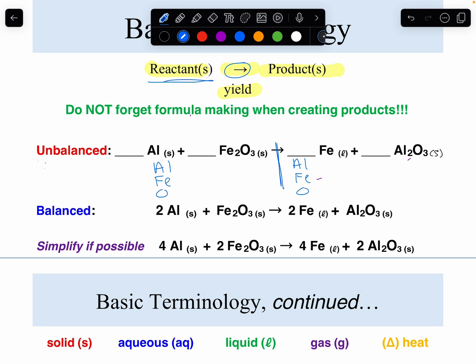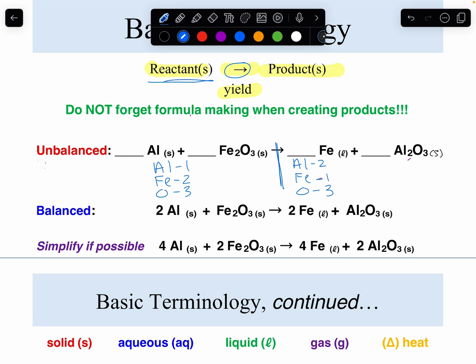So I say, how many are there? Currently, aluminum only has one. You'd find a number written below here if there were more. So nothing assumes a 1. Iron, there is 2. And oxygen, there is 3. Okay. Aluminum on the right side has 2. Iron has 1. And oxygen has 3. Now, that is just the start of figuring out how to balance.